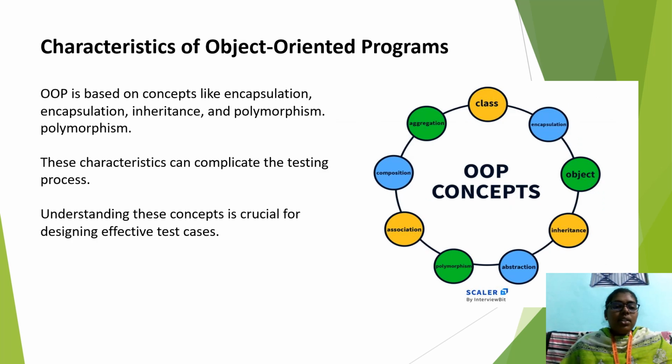Its characteristics: object-oriented programs are based on concepts like encapsulation, inheritance, and polymorphism. These characteristics can complicate the testing process. Understanding these concepts is crucial for designing effective test cases. We see in this figure the concepts: class, encapsulation, object, inheritance, abstraction, polymorphism, association, composition, aggregation, and class.